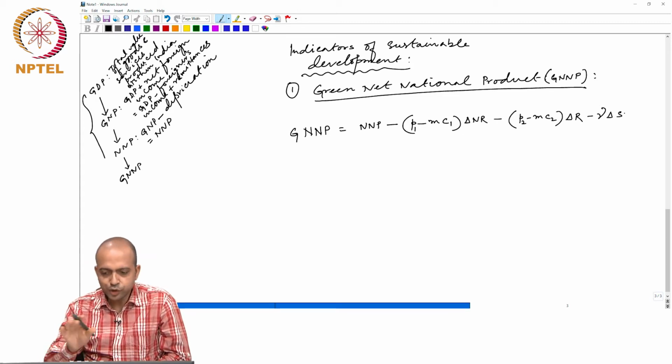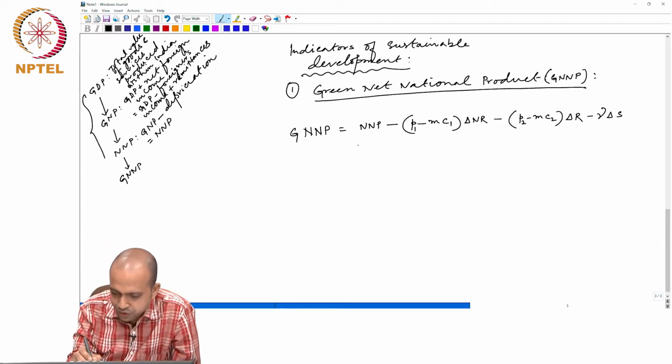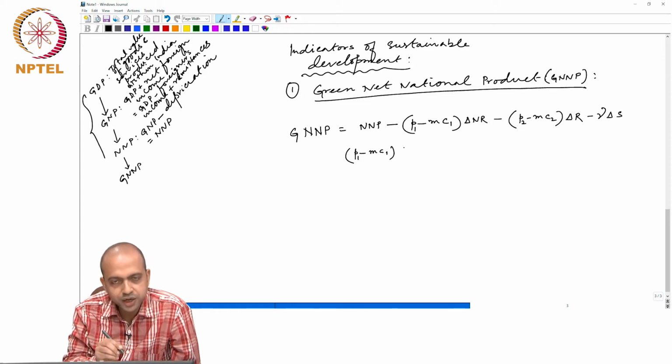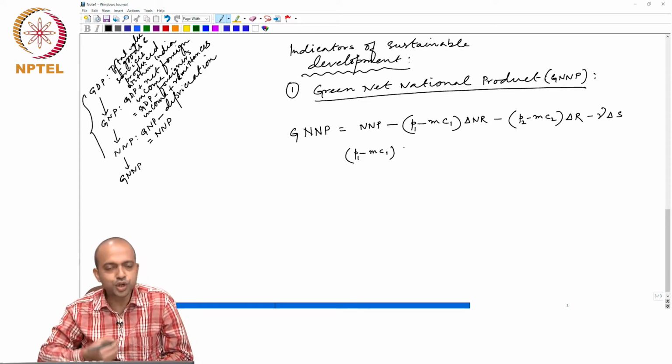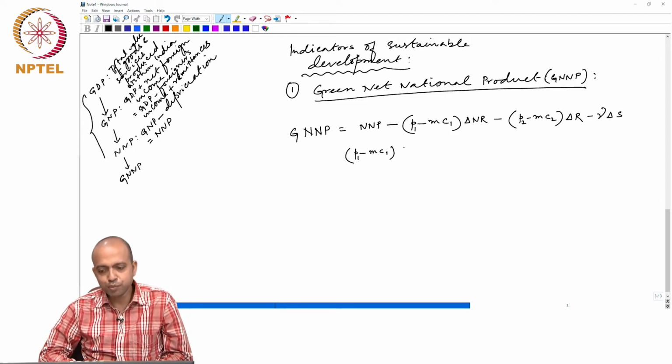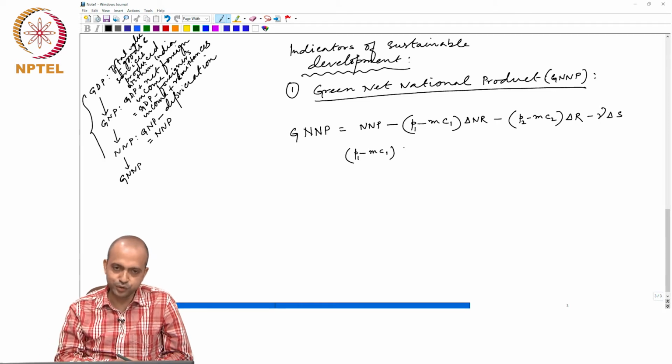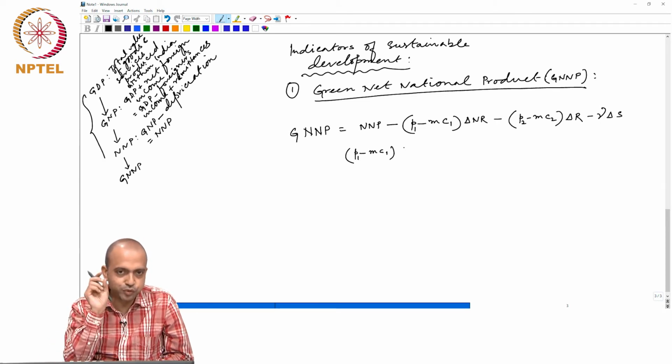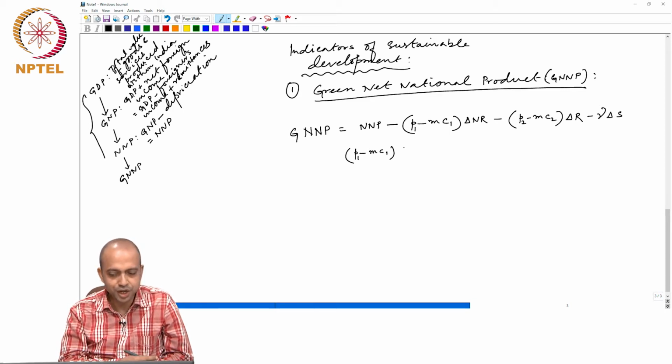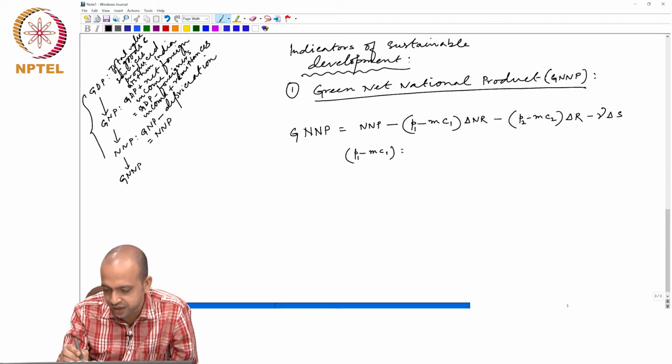Okay. Now, I will explain what I am doing. What is this P1 minus MC1? P1 is actually the price per unit of non-renewable resource. MC1 is basically the marginal cost of extraction for the non-renewable resource. So, the difference between the price and marginal cost is defined as, if you recall, we have already introduced this concept. What is it called? This is called economic rent.